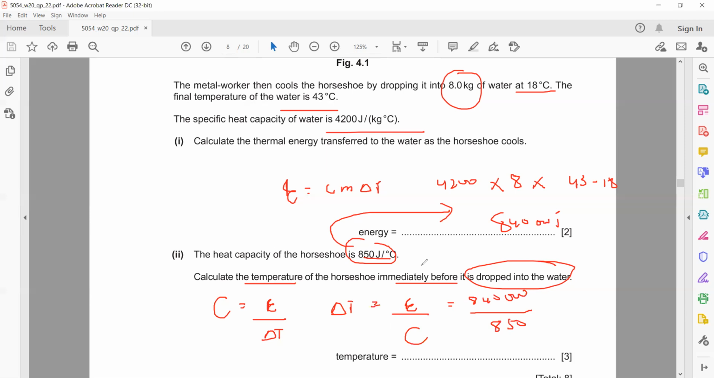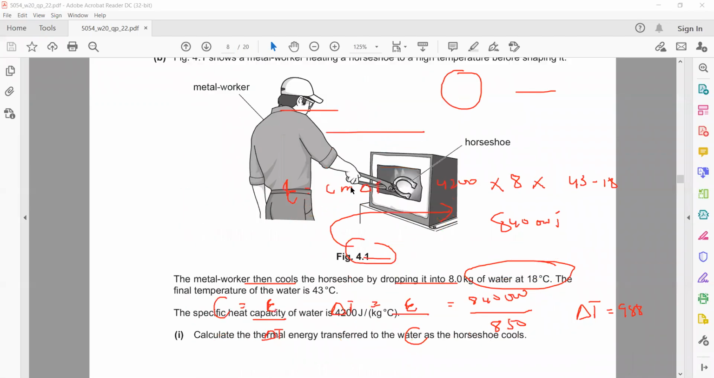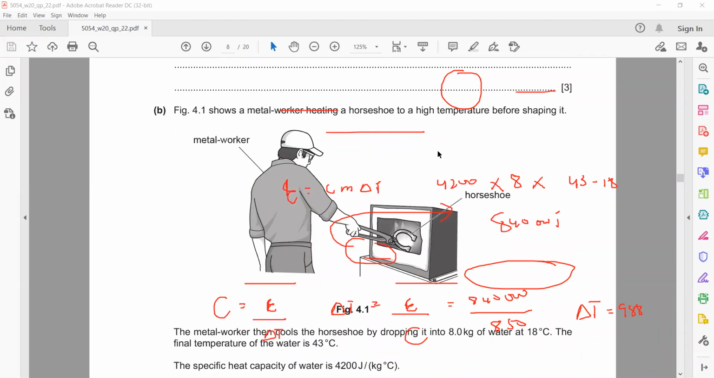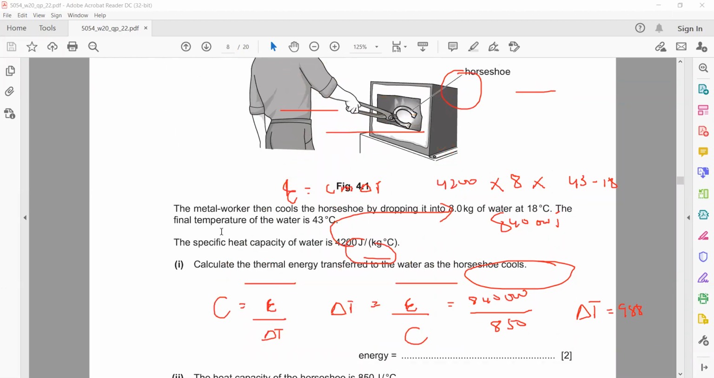So this will give us the temperature change. The temperature change will come out as 988. But in the question, we don't need the temperature change. We need the original temperature, the starting temperature.